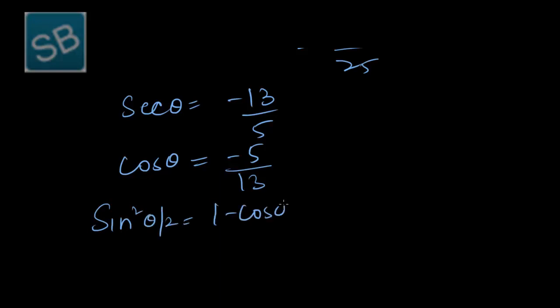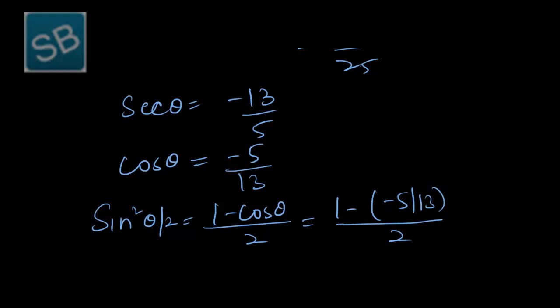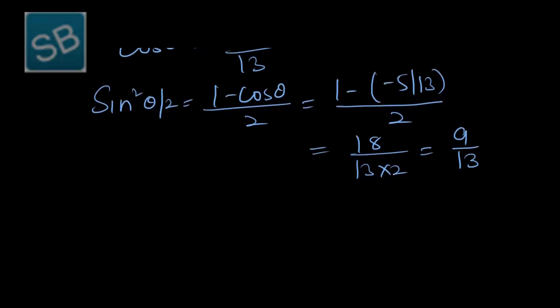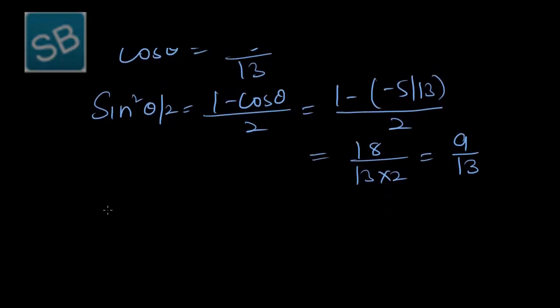So as per the formula known for submultiple, we know sin square theta by 2 is equal to 1 minus cos theta over 2. So we get 1 minus cos theta, minus 5 over 13, over 2. So we get 18 over 13 into 2, that is 9 over 13.